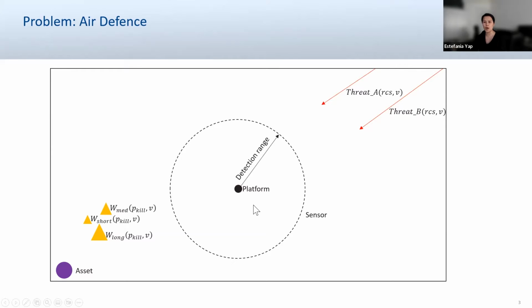Now, that looks like one static optimization problem, but actually there are two, right? There are two problems that are nested within each other. The first is that the sensor placement will determine how soon it's able to identify threats. And then there's a weapons allocation that occurs here.